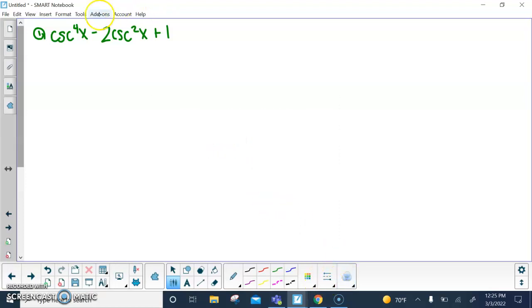So when I look at this, this is of the form x to the 4th minus 2x squared plus 1. Because if I take those cosecants of x and kind of ignore them, that's in the general form of x squared minus 2x plus 1. So all we have to do is remember how to factor that.